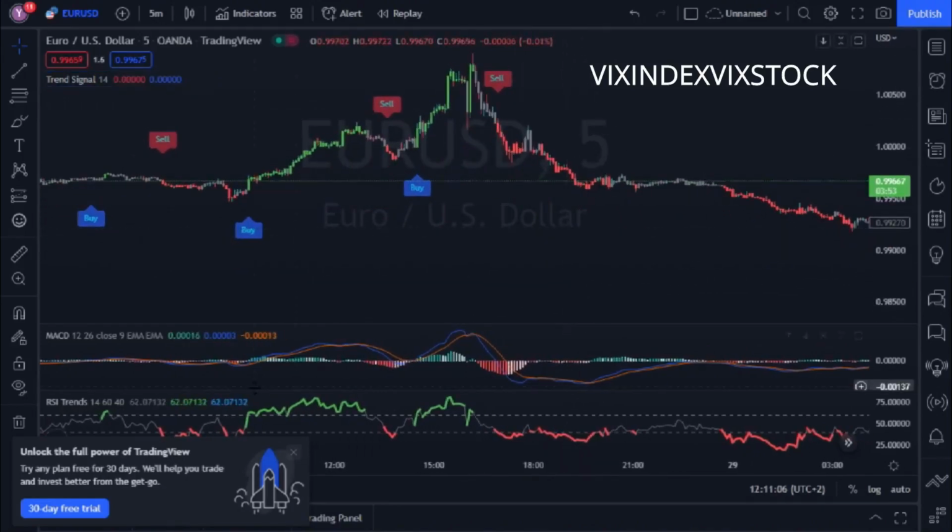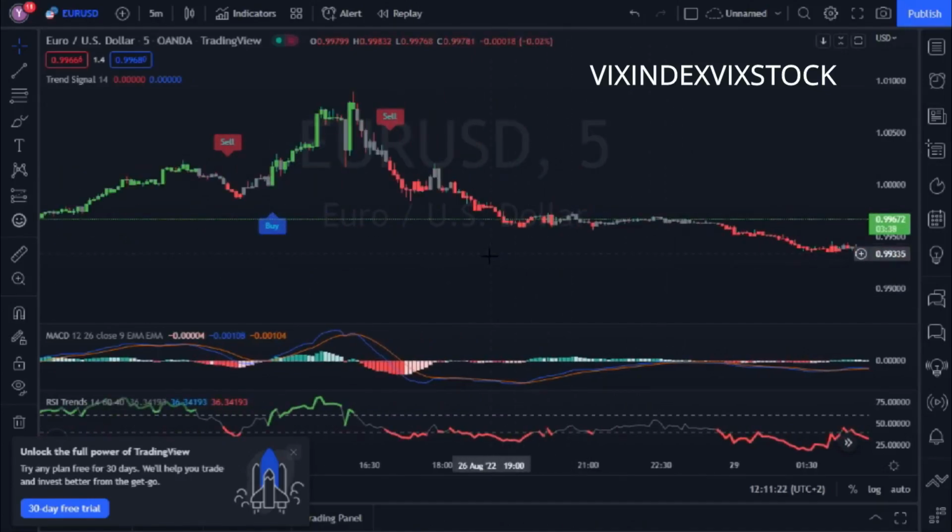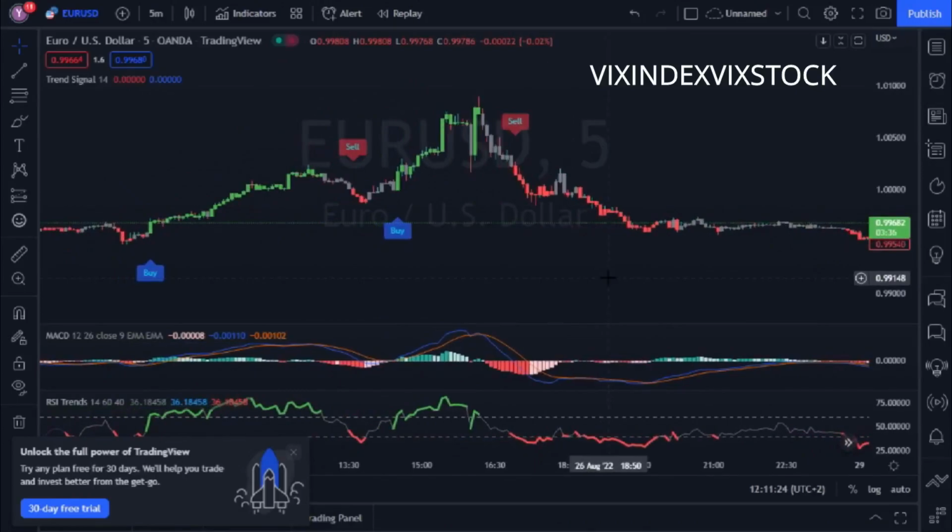Then regarding the MACD, we are using the standard MACD settings, as well as the standard RSI. We are not touching anything there. Now for the rules. How are we going to be entering our trades?